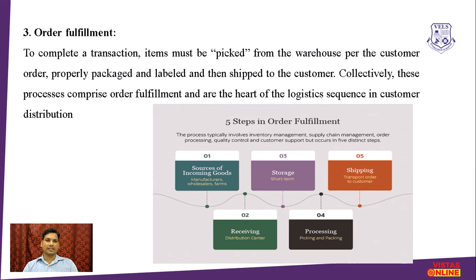Order fulfillment: to complete a transaction, we need to pick the items from the warehouse for the customer order, properly pack and label them, and ship them to the customers. These are the sources of incoming goods, where we are sourcing them, and how we are going to ship them by roadway transportation or cargo or whatever it is. We need to inform them and follow these steps so that people come to know about the receiving and processing.